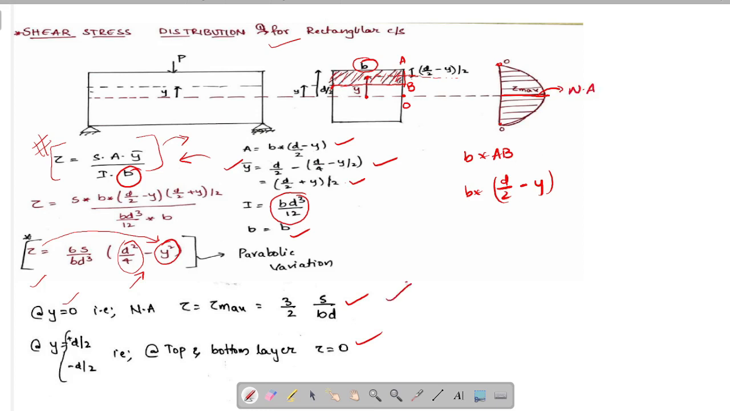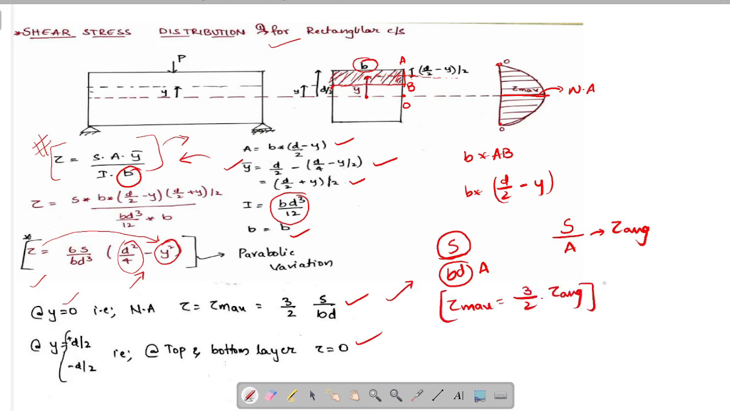Okay, this is tau max. Here let's see what is S by BD. S is nothing but the shear force acting at that particular section. BD is nothing but the area of cross section. That means dividing S by area, it is nothing but tau average. So here in case of rectangular cross section, tau max is nothing but 3 by 2 times tau average. You have to remember this equation because in exams generally they will be asking what is the ratio of tau max and tau average in case of rectangular cross section or in case of circular cross section or something. We have to remember this 3 by 2.